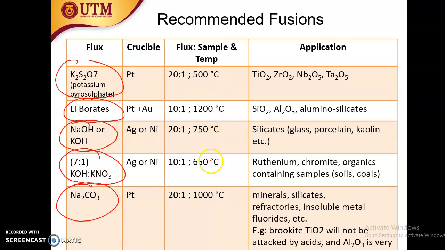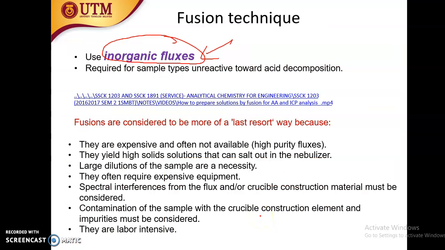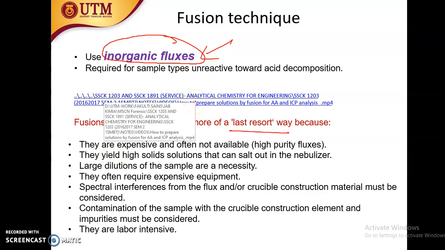The temperature is given over here, usually if you want to do certain applications. If let's say dry ashing doesn't do the work for your silica, you can use the fusion technique using disodium carbonate at 1000 degrees C to destroy silica. This is more towards a last resort, because flux is very expensive. It actually needs a very sophisticated instrument.